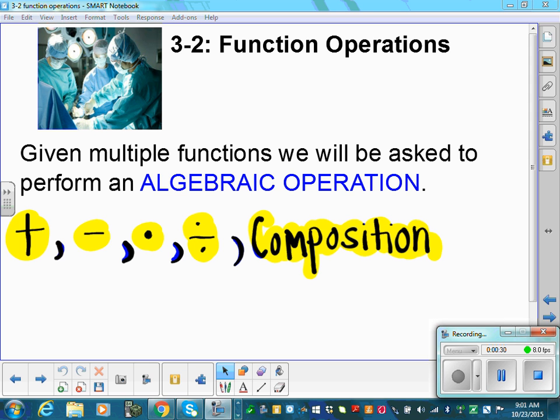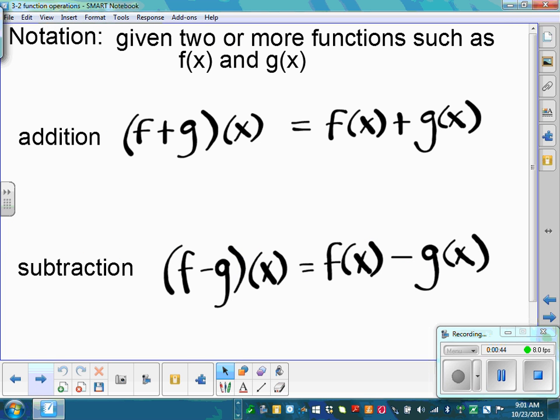So we're going to be given two functions. We're going to be asked to either add them, subtract them, multiply them, or divide them. And then we're learning something new today, which is function composition. So these are the 5 operations we're going to be performing on our functions today. This is the notation we're going to be seeing today. We know how to add, subtract, divide and multiply functions, but we're going to see new notation today.